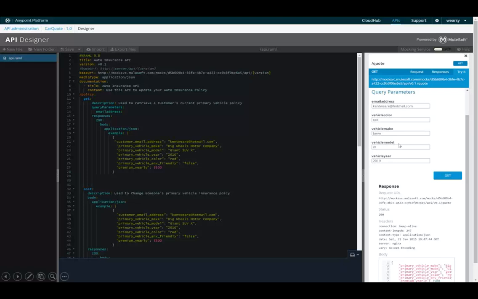Now, from a MuleSoft perspective, they've done a pretty nice job with this. They've got a mocking endpoint that gets deployed to their cloud, and then you can point at this from this tool, or you could use other tools like Fiddler or Postman as well.